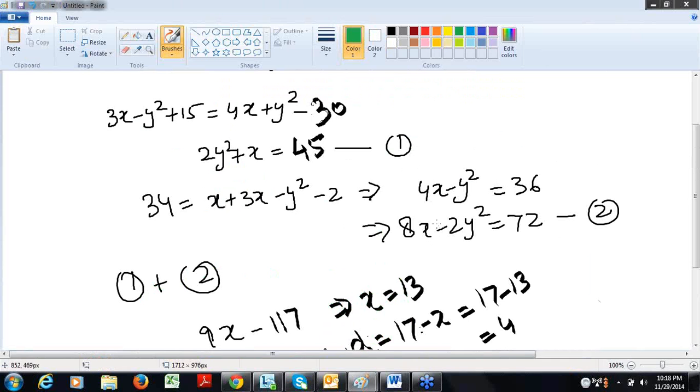Okay, why have we doubled this equation? So that we can solve these two equations, 2y square plus x, and this is 4x minus y square. So just double it. So 2y square, 2y square can be cancelled if you add these two equations. So that is why we have doubled this equation.